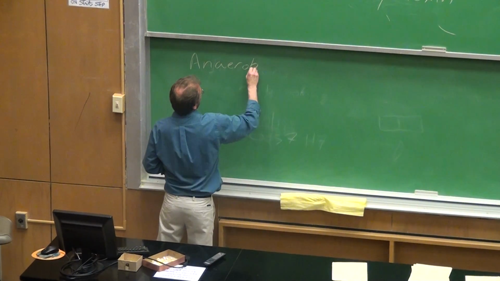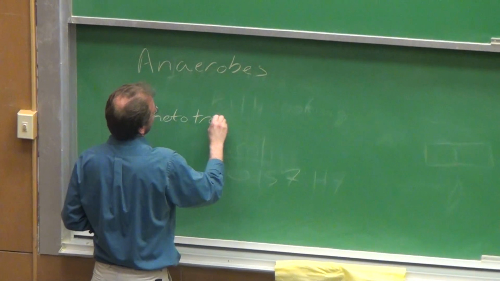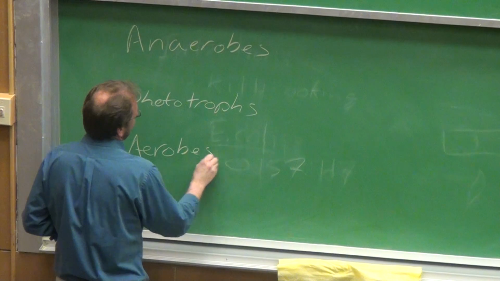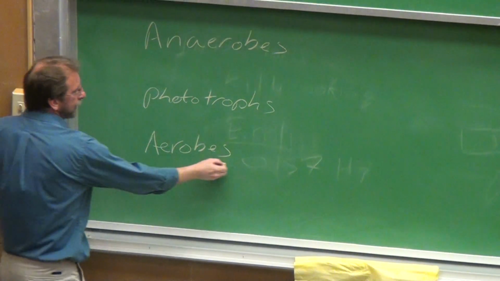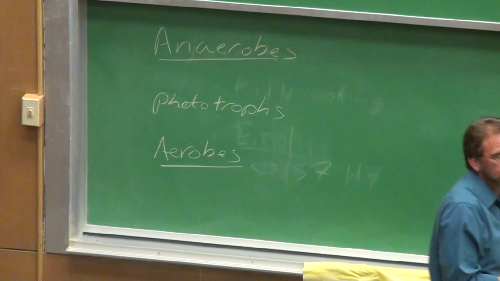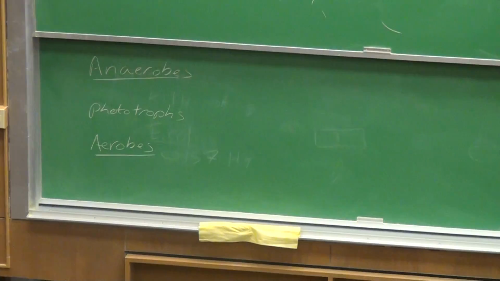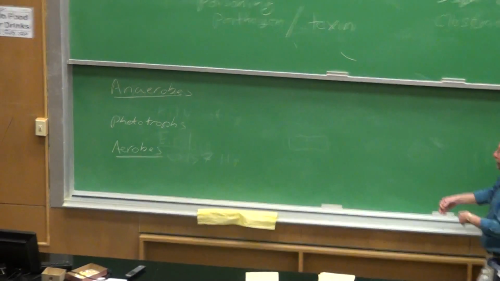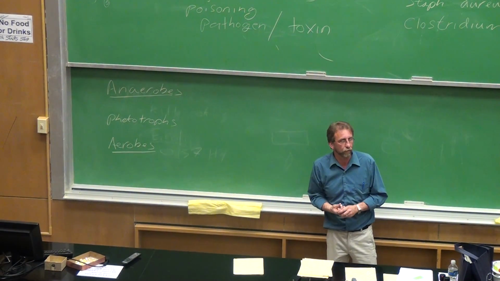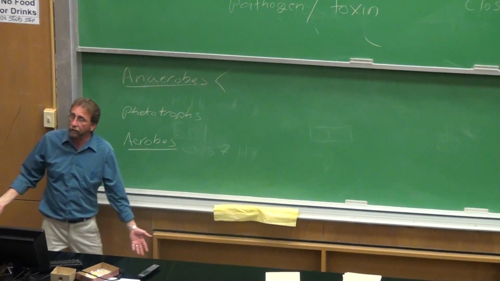And then we broke them down to the anaerobes, the phototrophs, and the aerobes. Very important that you understand the terms in this case here, because that'll tell you what the microbe does. If I say this is an anaerobic chemoorganotroph, you'll be able to tell me that it doesn't require oxygen and it uses an organic food source.